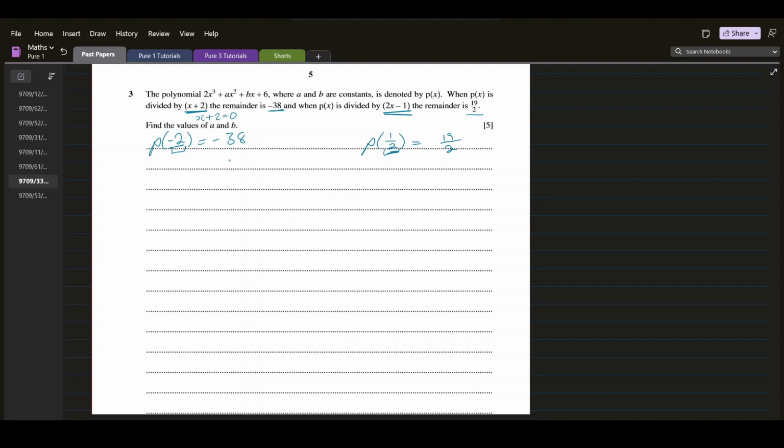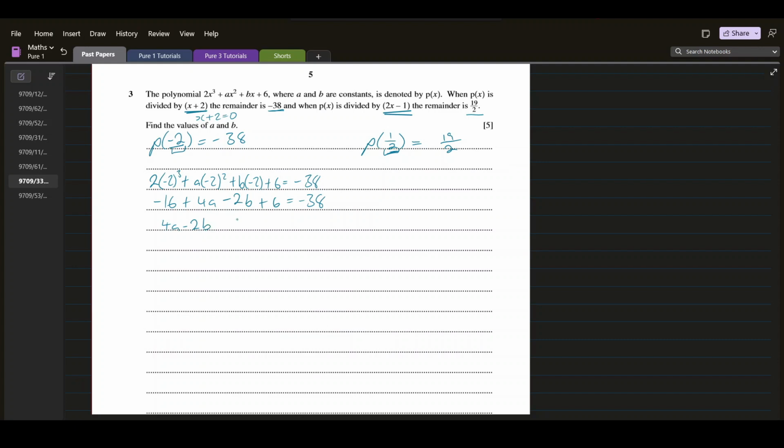So now we're going to use p of x to evaluate both sets of equations and therefore determine our values of a and b. 2 times negative 2 cubed plus a times negative 2 squared plus b times negative 2 plus 6 is equal to negative 38. So negative 2 cubed is negative 8 times 2, that's negative 16, plus 4a minus 2b plus 6 is equal to negative 38. So that's 4a minus 2b.